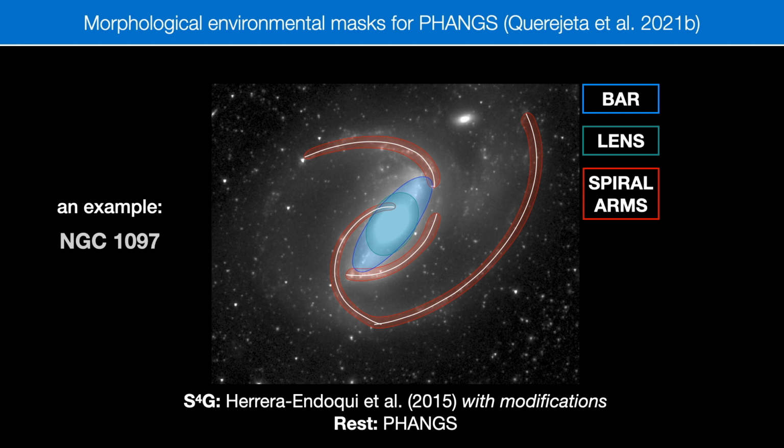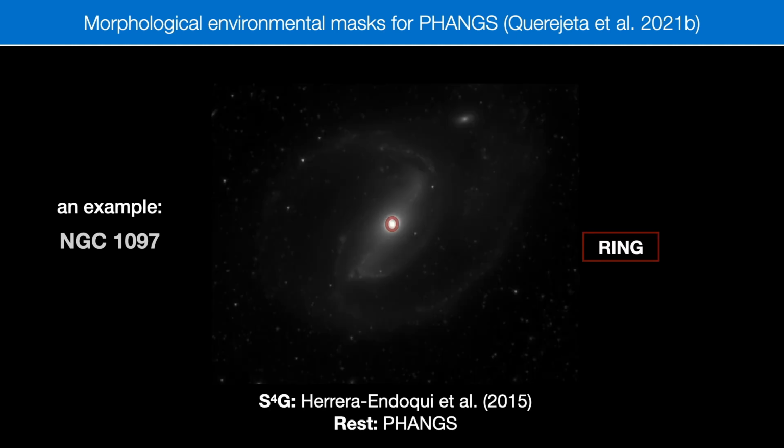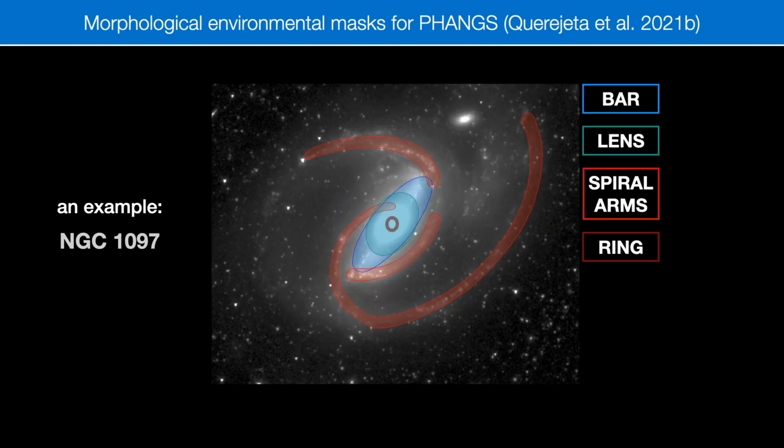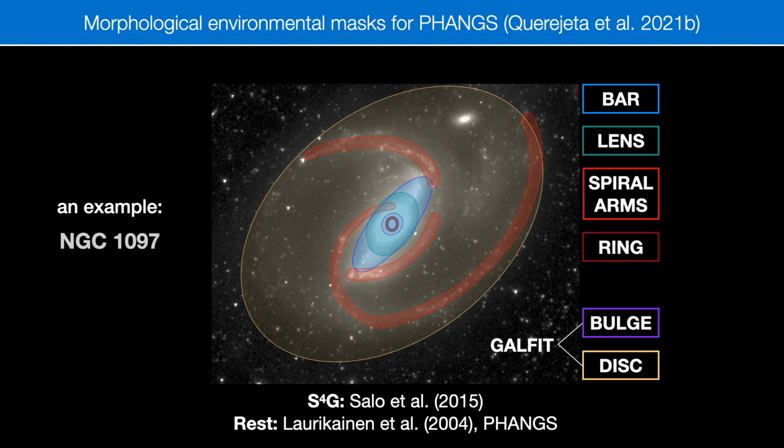This also largely follows Herrera and Doki et al. 2015 for S4G with some modifications and new fits for all remaining galaxies. Rings are identified visually, while finally bulges and disks come from photometric decompositions with GALFIT. These are all additive components in the sense that they can overlap in space on top of each other.